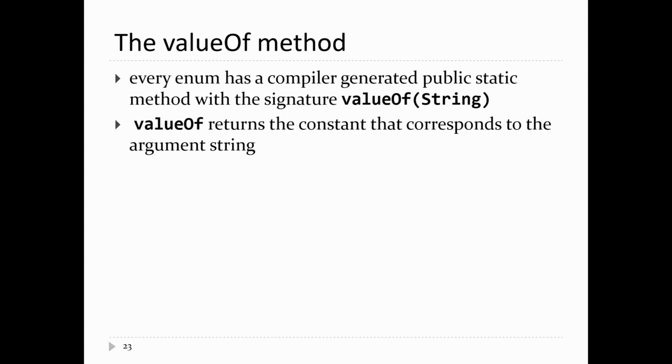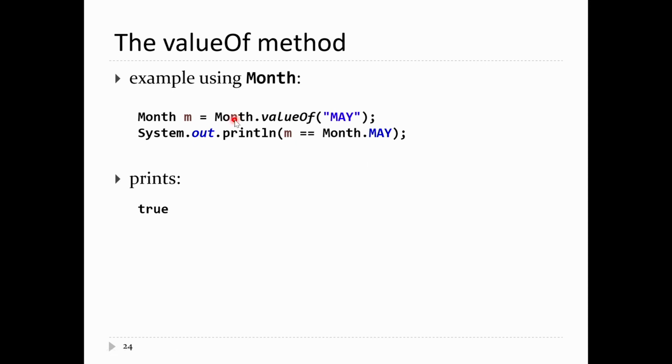You also get the method called valueOf, which takes in a string. So valueOf translates a string and gives you back the constant corresponding to the string. For example, if you write Month.valueOf and then May, you get back the month May. So you can check, is m equal to the month May? You'll get back true. That string there has to be equal to the name of the constant. So if you pass in something else, I believe you get an exception, although you can just look up the enum documentation and you'll find out what happens.